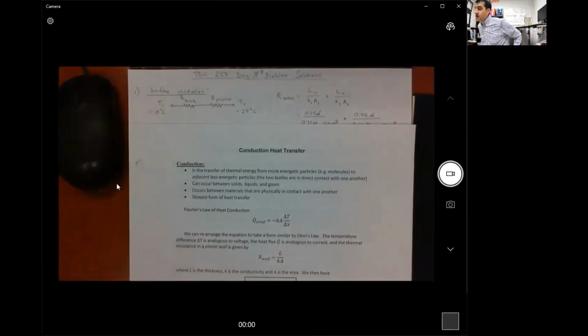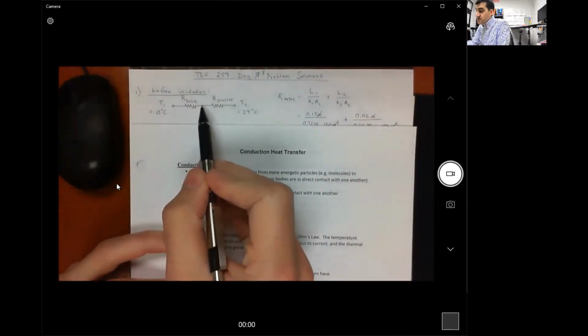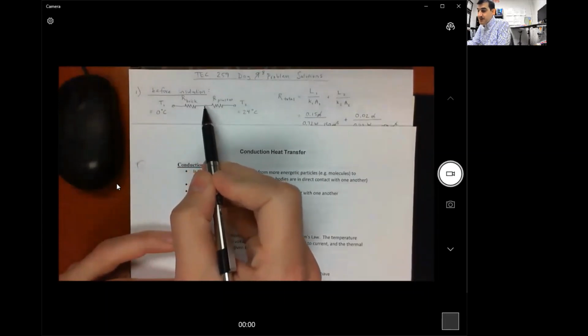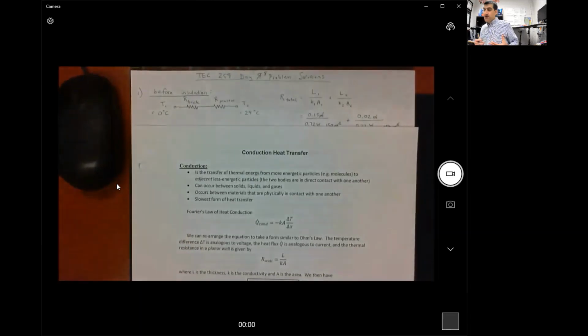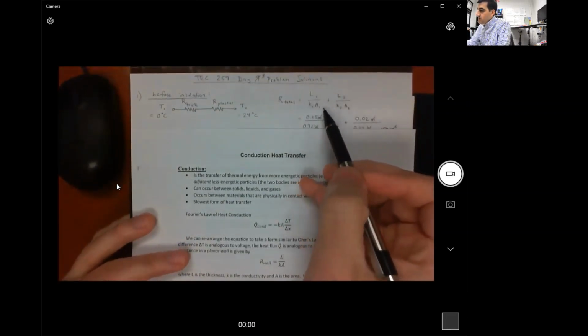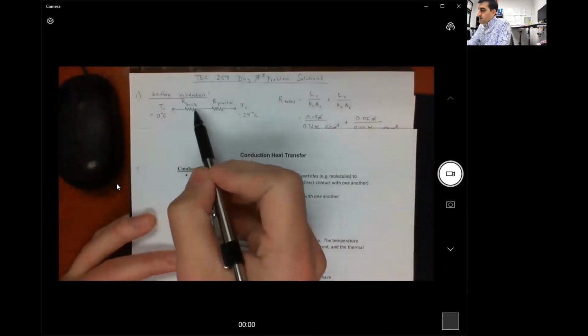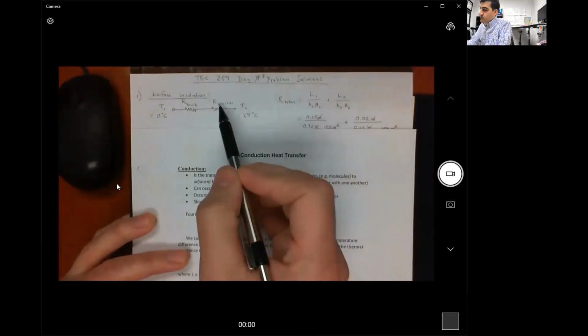All right, so here we know that we've got these in series. So the heat has to pass through this thermal resistance, and then it has to pass through this thermal resistance. And we know that for components in series, whether we're talking about electrical components or thermal components, to get the total resistance, we just add the components that are in series. So we'll call this L1 divided by K1A1. That's going to be for the brick. And we'll call this L2 divided by K2A2. That's going to be for the plaster.